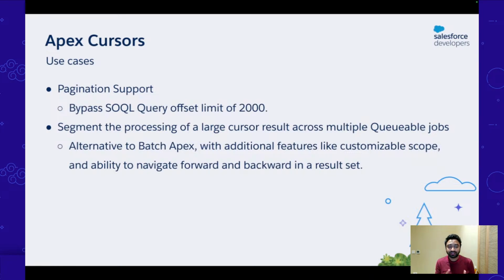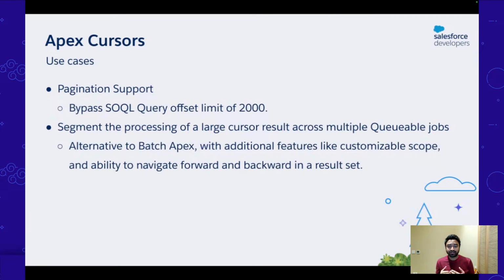Now, the advantage that you get with this compared to batch Apex is two things. First, you can go back and forth in the result set. Batch only allows you to go forward, but with Queueable, you can go backwards and forwards. Where you are querying the results, what part of the chunk you are dealing with is totally in your control.